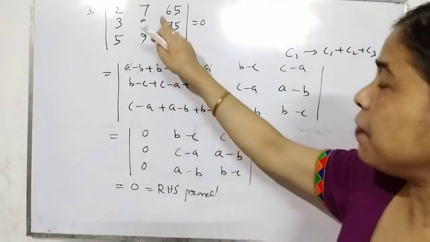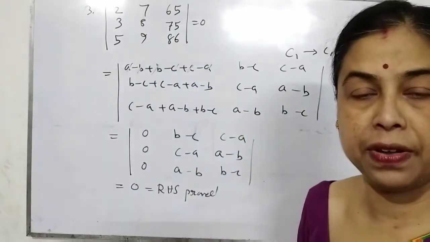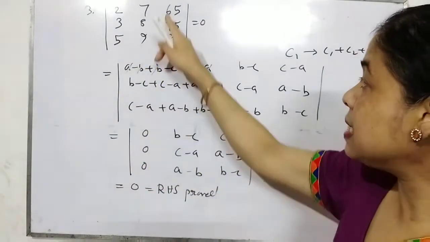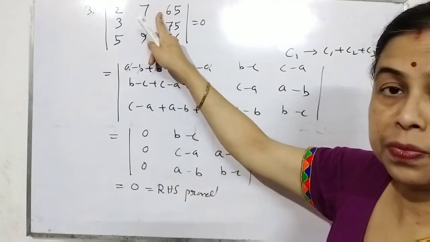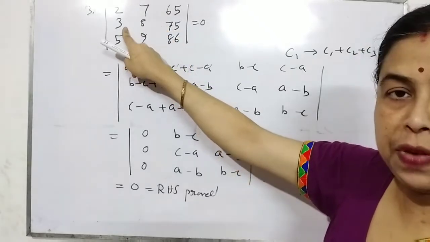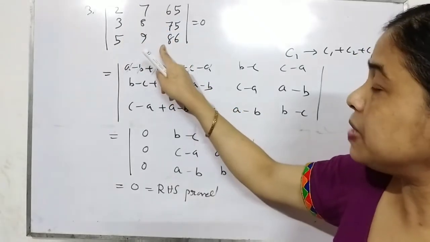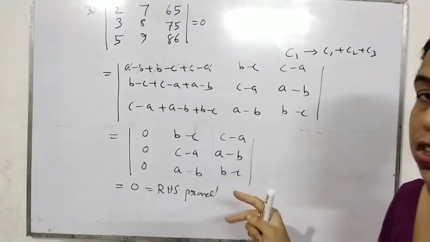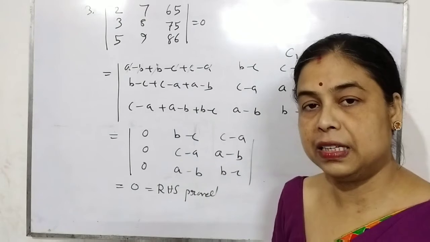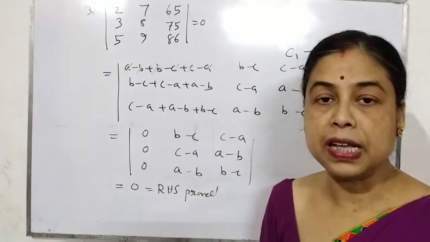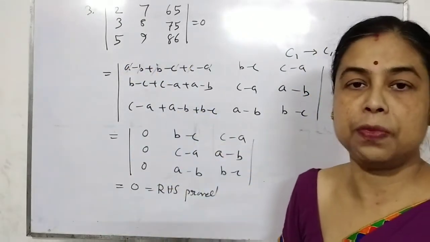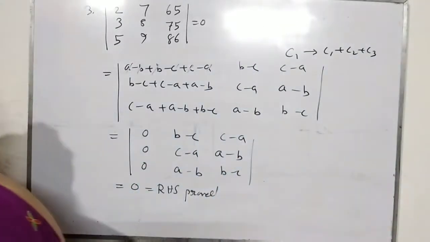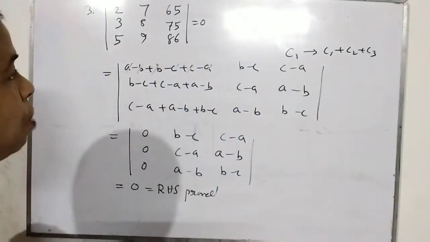First, if I subtract 2 from 65, what is left? Column 3 minus column 1. That is 65 minus 2, which gives 63. 75 minus 3 gives 72. 86 minus 5 gives 81. The remaining elements, 63, 72, 81, are multiples of 9. So 9 will come common after subtracting column 1 from column 3. So I'll just keep the left hand side and replace column 3 by column 3 minus column 1. Okay.